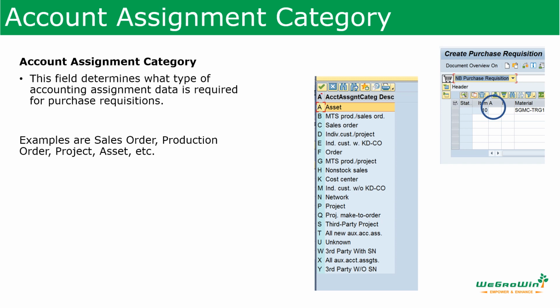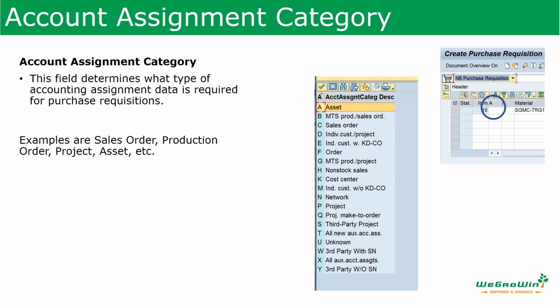Next important field to understand is account assignment category. An account assignment category determines what type of account assignment is required for purchase requisitions. Examples of account assignments are cost centers, cost objects, SAP general ledger accounts, and assets. Required account assignment data is needed for specific account assignments, like asset A, which means asset number and sub number. Then production order F is used, which will be identifying the production order number.